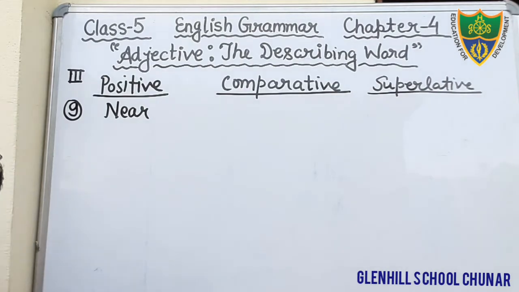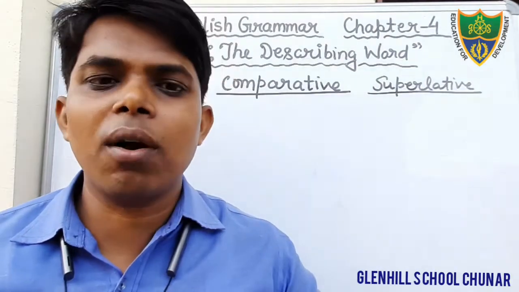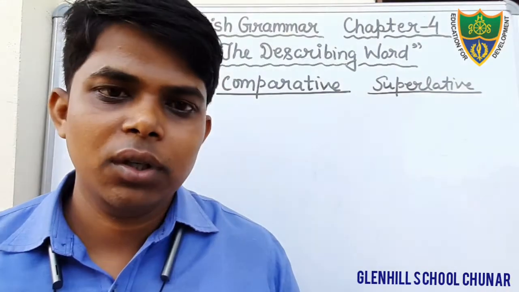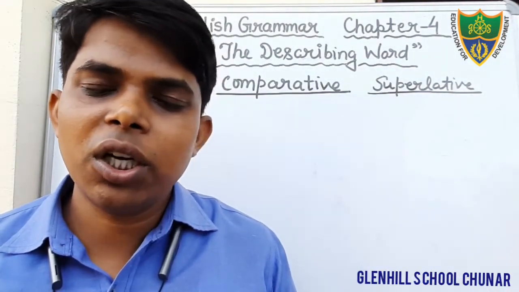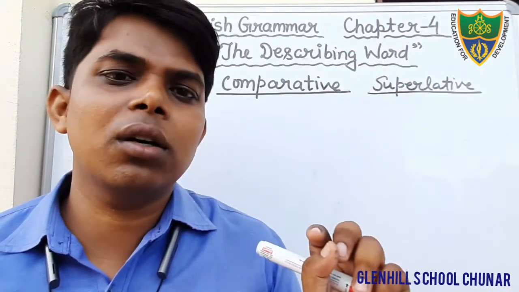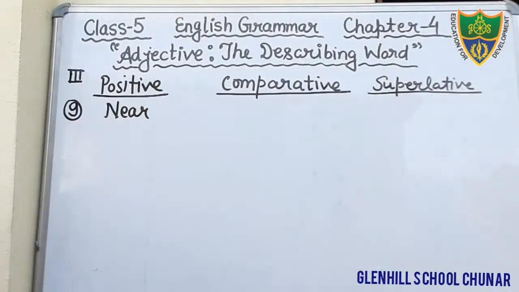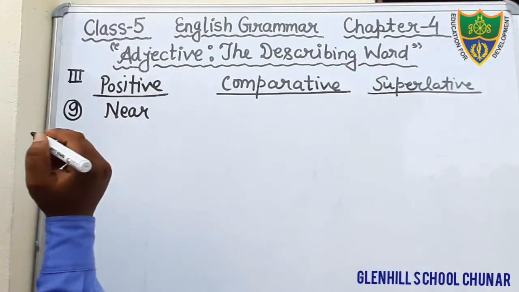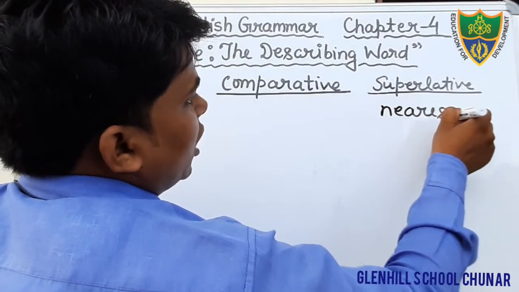Dear students, I have already told you what is positive degree. In positive degree there is no comparison with anyone. Okay, there is no comparison involved. That is simply the simplest form of adjective. You can say that is simply an adjective. So here the word near is positive degree, and here you have to make comparative degree, and superlative degree is already given. Nearest. It is already given.